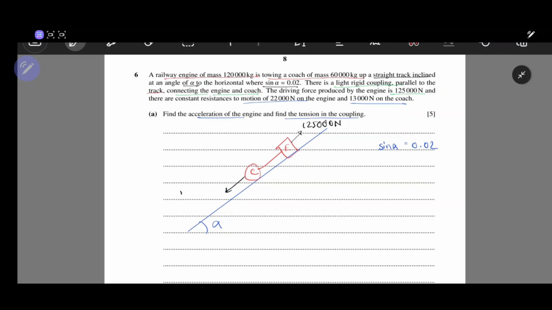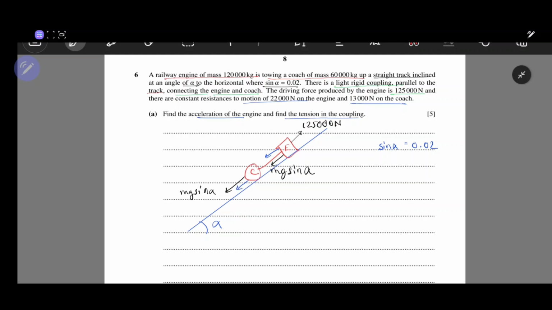I'll use mg sine alpha for both. I'll use mg sine alpha for the engine, and mg sine alpha for the coach. We also have the resistances for both. So there is a resistance acting on E, and there is a resistance acting on C.